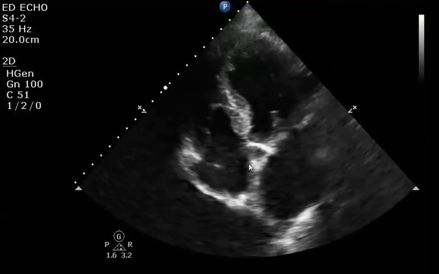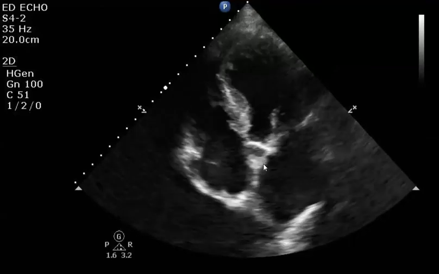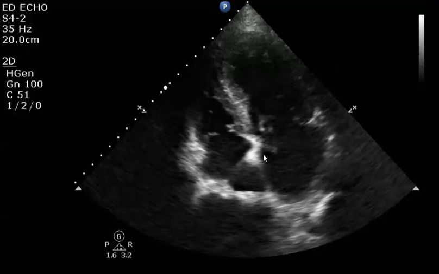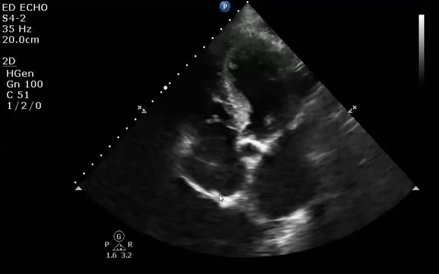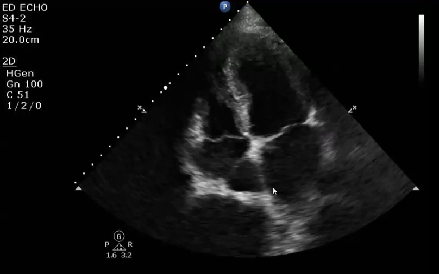But as ED providers doing focused cardiac ultrasound, if we're able to recognize that somebody has an abnormal appearing aortic valve in the right clinical setting, this can lead to an expedited workup and help provide the patient with the care they need.